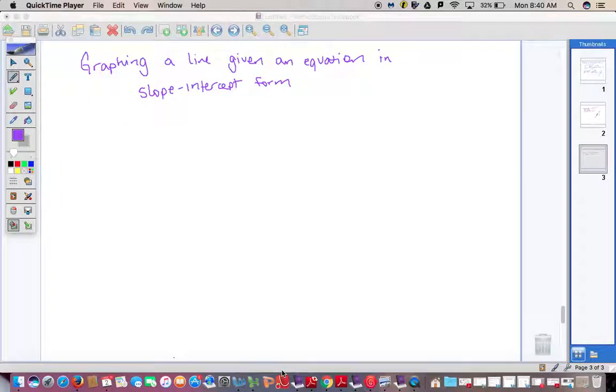Graphing a line in slope-intercept form, or graphing a line given an equation in slope-intercept form. Slope-intercept form is of the form y equals mx plus b, where m is the slope of a line and b is the y-intercept. The y-intercept is the point that crosses the y-axis. So given a Cartesian plane, we're looking for the point that crosses this y-axis.